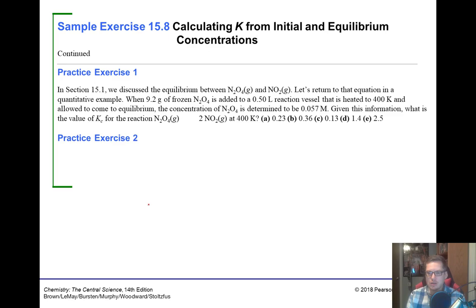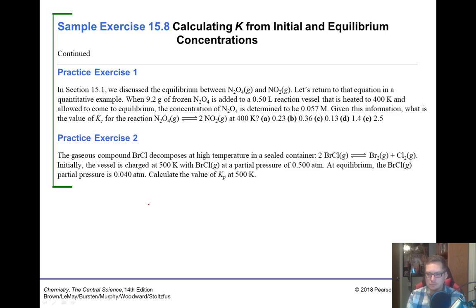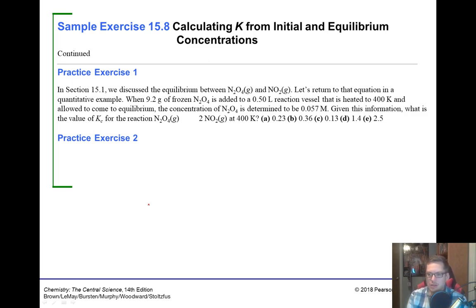All right, let's do one on our own here. We'll do number 2. The gaseous compound BrCl decomposes. Oh, that's too boring. Let's do this guy here, because this one has a little bit of a different wrinkle. So we discussed this equilibrium between N2O4 and NO2. We just talked about that in the last video. Let's return to that equation. It says when 9.2 grams of frozen N2O4 is added to a 0.5 liter reaction vessel that is heated to 400 Kelvin and allowed to come to equilibrium, the concentration of this is determined to be that. Given this information, what is the value of Kc for this reaction?